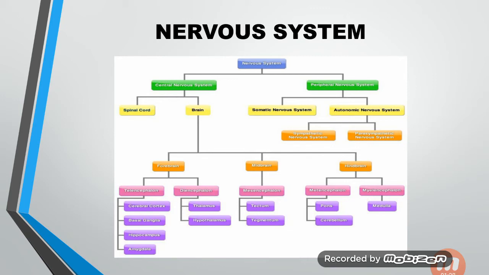So the architecture of brain and the spinal cord and their functions is that CNS consists of brain and spinal cord. Both brain and spinal cord are hollow structures. Brain has cavities which are called ventricles, and it is filled by a fluid that is called cerebrospinal fluid.